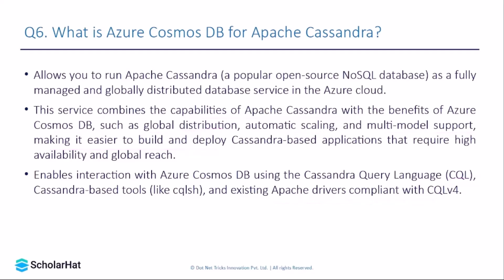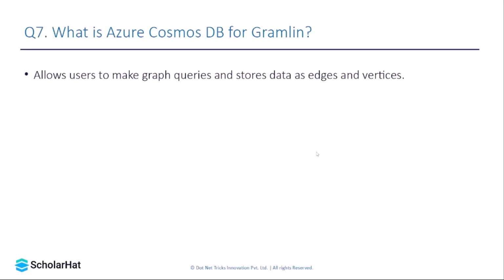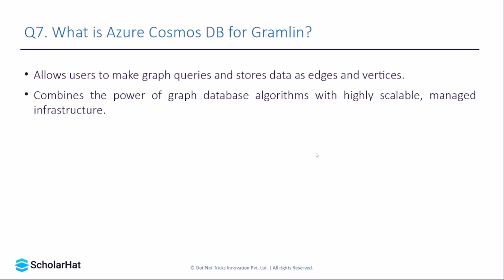Now let's move to our next question, that is Azure Cosmos DB for Gremlin. What exactly is Gremlin in the first place? Azure Cosmos DB for Apache Gremlin is a graph database service that can be used to store massive graphs with billions of vertices and edges. It allows users to make graph queries and store data as edges and vertices, and combines the power of graph database algorithms with highly scalable and managed infrastructure.